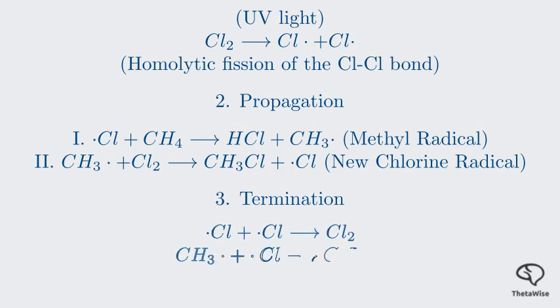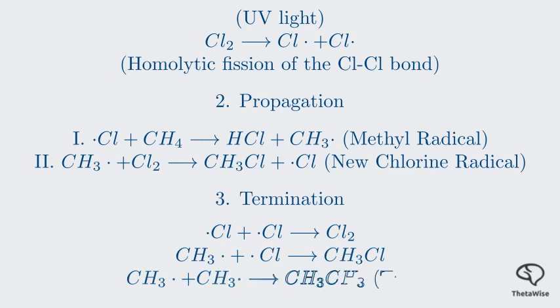Third, two methyl radicals can combine to form ethane. The formation of ethane is usually in trace amounts because the concentration of two methyl radicals finding each other is very low. This stage effectively mops up the reactive radicals and brings the reaction to a halt.